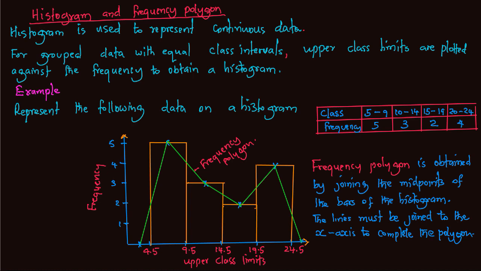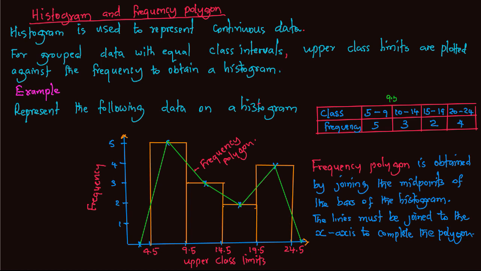You're given the data on the table and you're required to represent this data on a histogram. So we have said we shall plot the upper class limits against the frequency, because if you look at the data, the class interval is equal. Now, given the classes, the midpoint between two classes is the class limit.